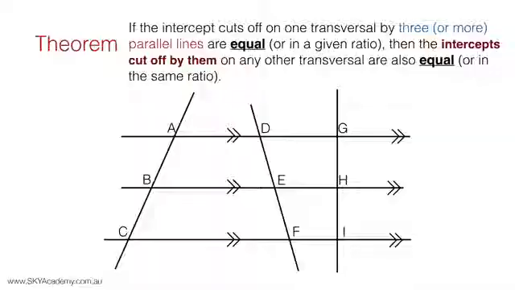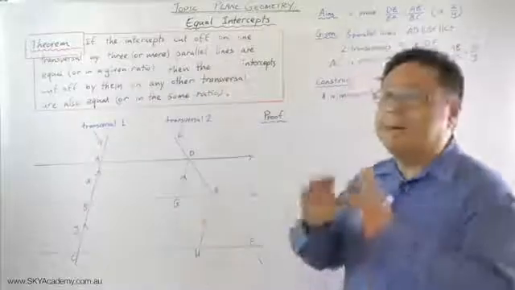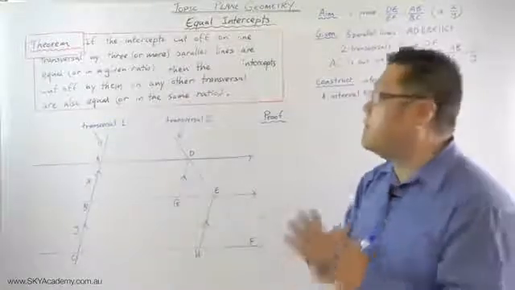If the intercepts cut off on one transversal by three or more parallel lines are equal or in a given ratio, then the intercepts cut off by them on any other transversal are also equal or in the same ratio. I've written the word "the" twice, so let's get rid of one. But let me explain what I mean by this.